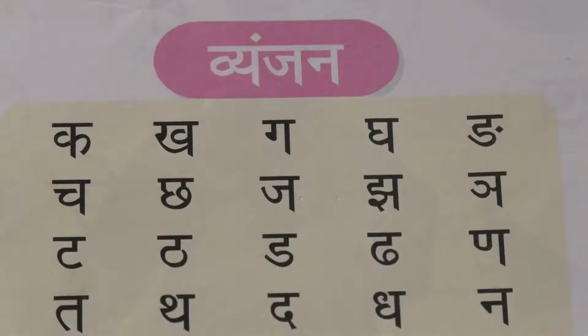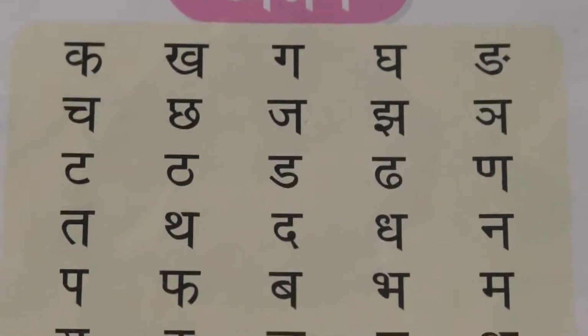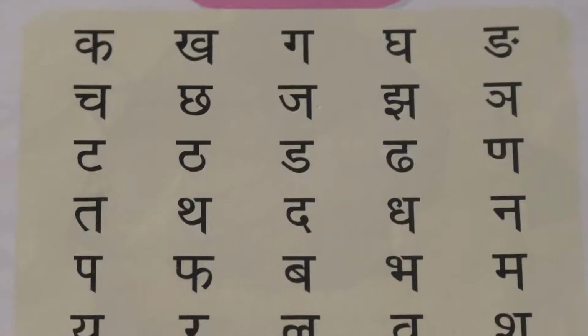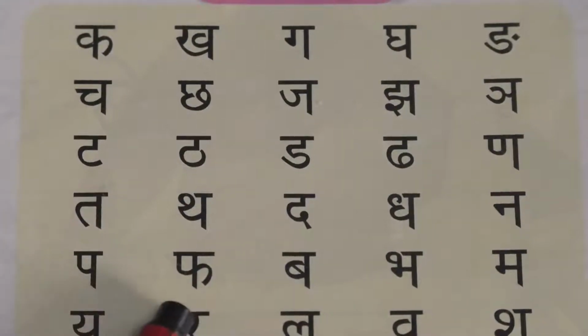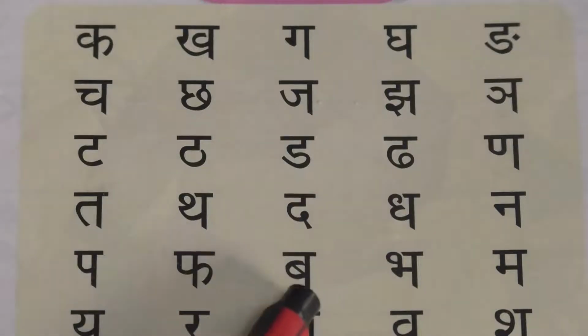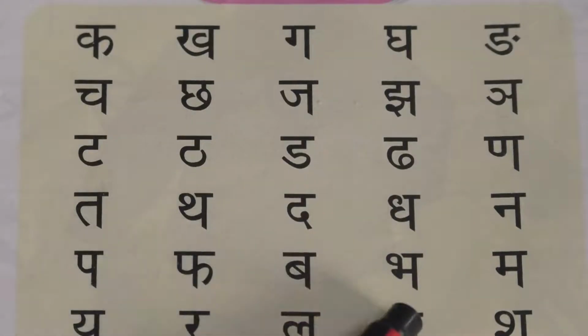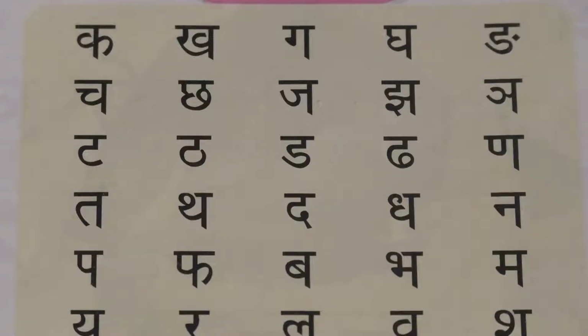Okay, so please practice the sound of these letters properly. Now let's see the next set of letters. The next set of letters that we are going to learn today is P, F, B, Bh, M. Now let's see the letters with one picture and one example with each letter.